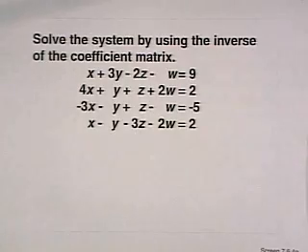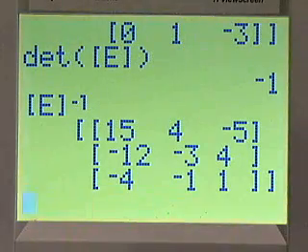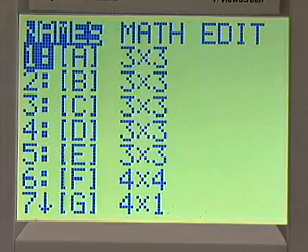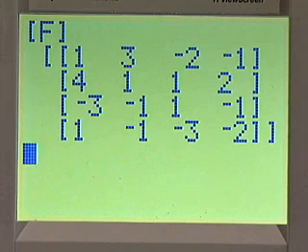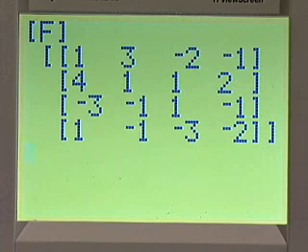Let's go over to the graphing calculator and see how we're doing. Clear this previous work out. Our first matrix I've entered in as matrix F. Let's take a look at it. There it is, 1, 3, negative 2, negative 1. Those are the coefficients of our first equation. 4, 1, 1, 2, negative 3, negative 1, 1, negative 1, 1, negative 1, negative 3, negative 2.